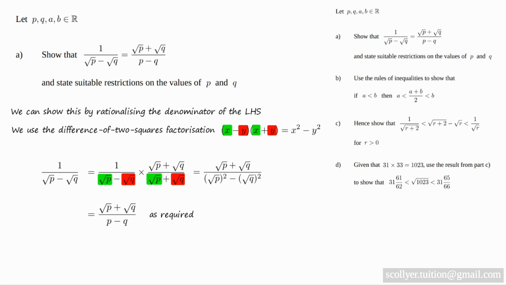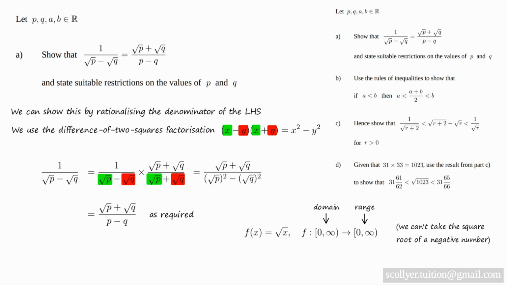And now we have to determine the suitable restrictions on the values of P and Q. And to do so, we first consider the square root function, whose definition is provided here. The domain of the square root function, i.e. the numbers that we can put into it, are all of the non-negative real numbers. The range of the function, i.e. the numbers that come out of it, are also the non-negative real numbers.